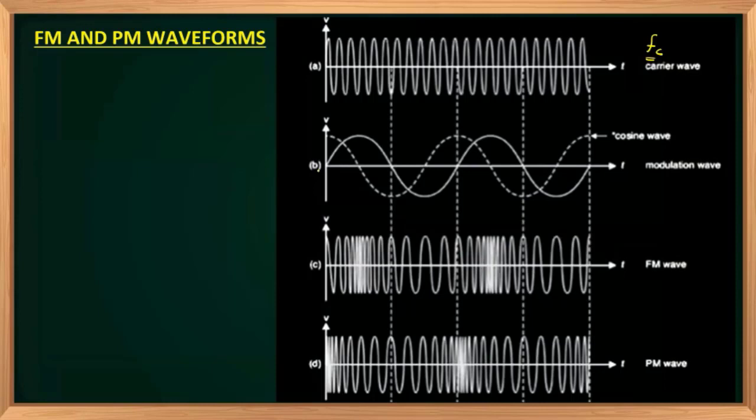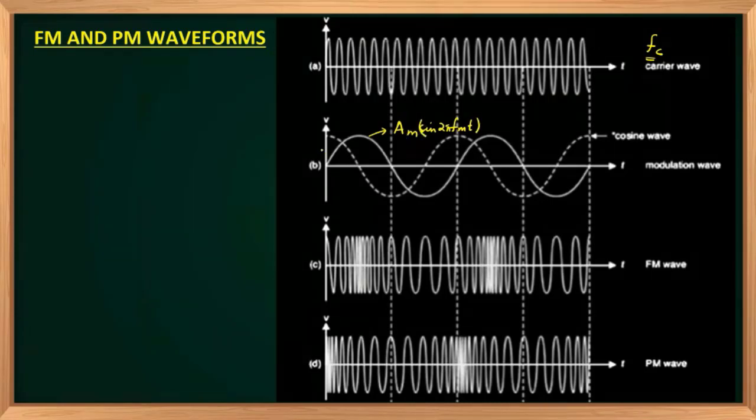Now, the second figure indicates the modulating waveform. The modulating waveform is given by the bold curve, the bold line. So this is the modulating signal. Two waveforms are shown. The modulating signal is a sinusoidal wave. This one is Am sine 2 pi fm t.